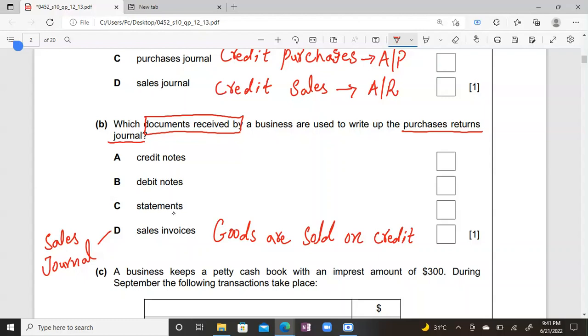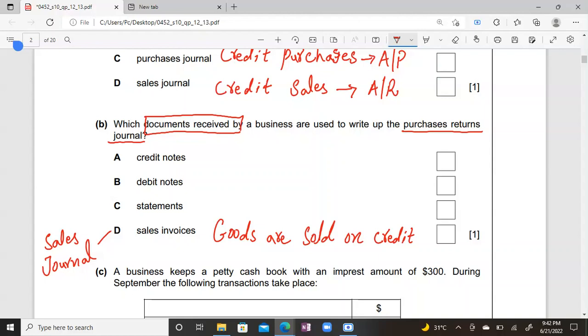Statements is just a document which provides all the information about how many transactions in a month or in a year are done by the business with its credit customer, like how much amount the business has to take from the credit customer, the opening balance, how many goods are sold, the credit sales, then the credit sales returns, amount received from the credit customer, discount allowed, bad debts, and then the closing balance.